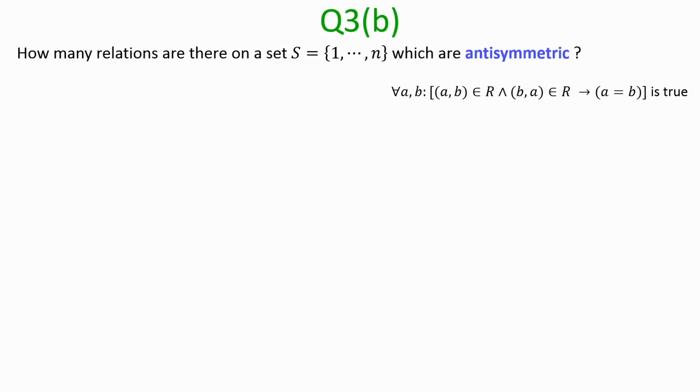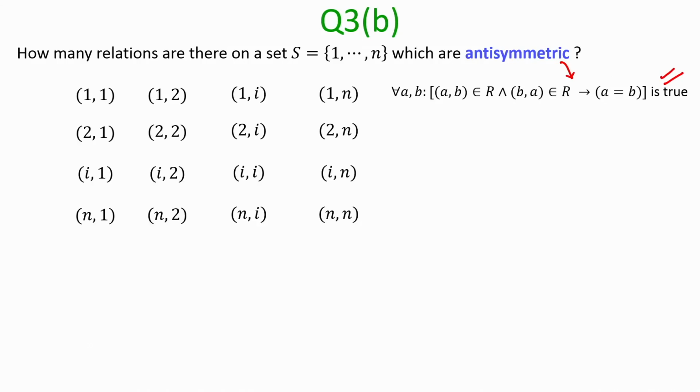Okay. Now, in part B of the question I want to find out the number of relations over this set S which are antisymmetric, and just to recap, this is the requirement from an antisymmetric relation. If both (A, B) and (B, A) are present in the relation, then that is allowed only if A is equal to B. That means, contrapositively, if A is not equal to B, then you can't have simultaneously both (A, B) as well as (B, A) present in the relation R.